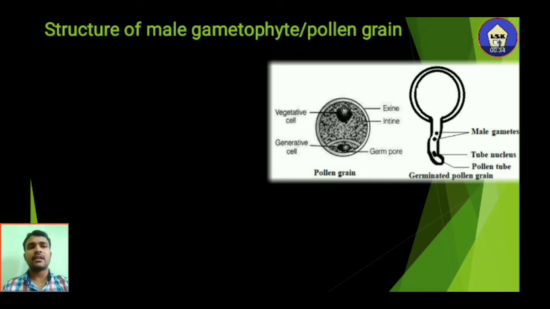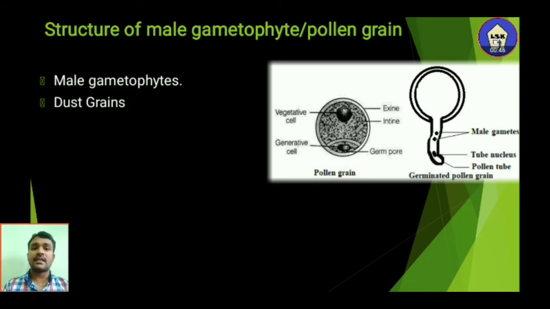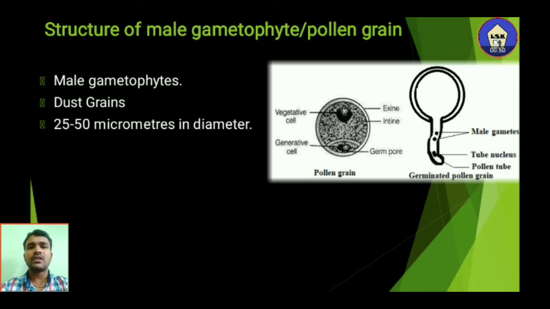The next diagram is a germinated pollen grain. Actually, the germinated pollen grain represents the male gametophyte. Now, let us see the features. The male gametophyte is nothing but the pollen grains, and these are also called dust grains. The size of the pollen grain is around 25 to 50 micrometer in diameter. This is the size of a pollen grain.